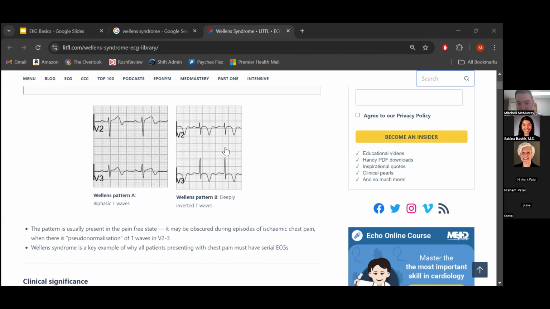If I saw an EKG that looked like this and somebody had chest pain, you're almost borderline supposed to be talking to the interventional cardiologist because they need an urgent heart catheterization. I don't know if that answers your question, but I'm just trying to validate what you did.